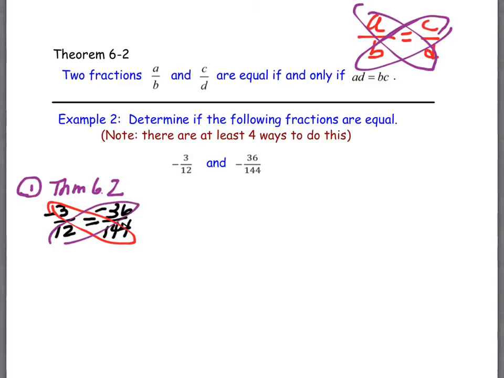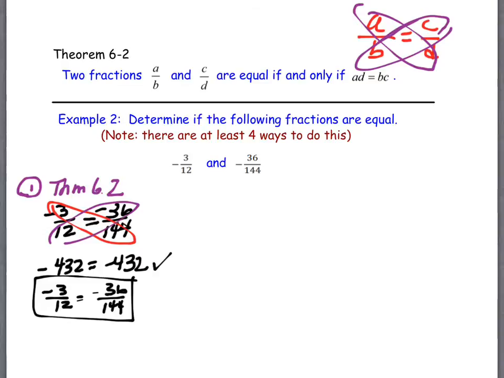So what do we get? And you're welcome to use your calculator to do the multiplication. What do we have? 432. And they're both the same, right? They're technically negative 432s because they were both negative to start with, but are the fractions equal? Yes, they are. So this is telling us that, in fact, negative 3 over 12 really does equal negative 36 over 144. This is a true statement.